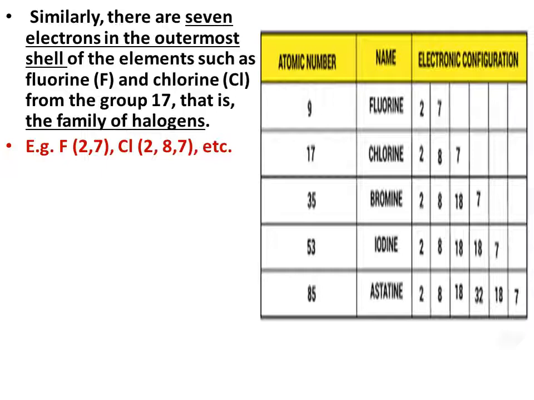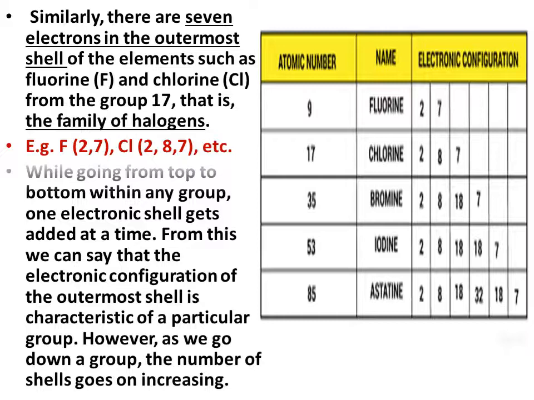We observe that the outermost shell of all these elements is the same, but the number of shells is in increasing order. While going from top to bottom within any group, one electronic shell gets added at a time. From this, we can say that the electronic configuration of the outermost shell is characteristic of a particular group. However, as we go down a group, the number of shells goes on increasing.